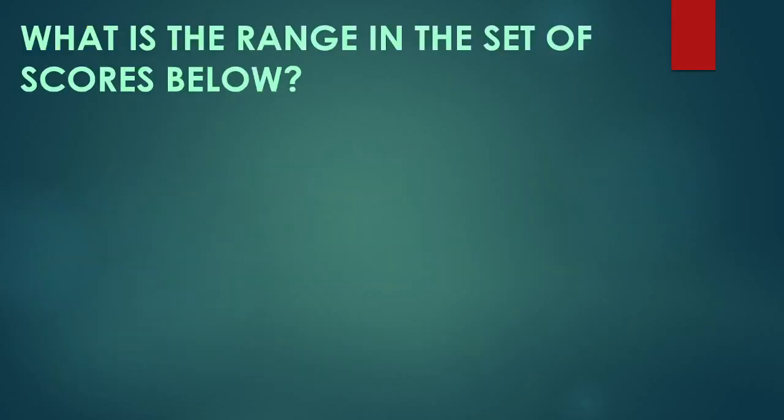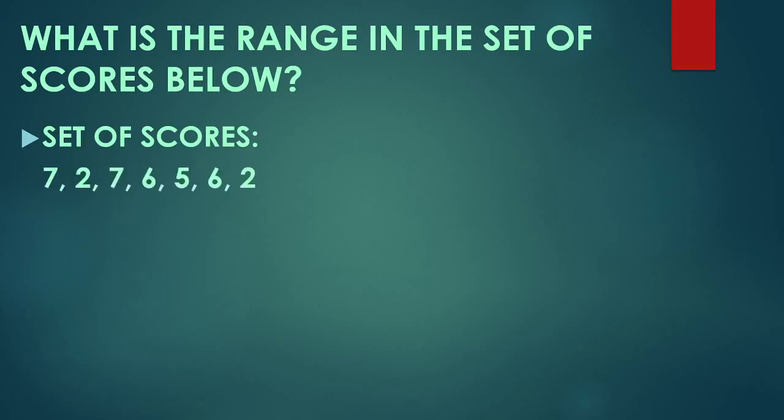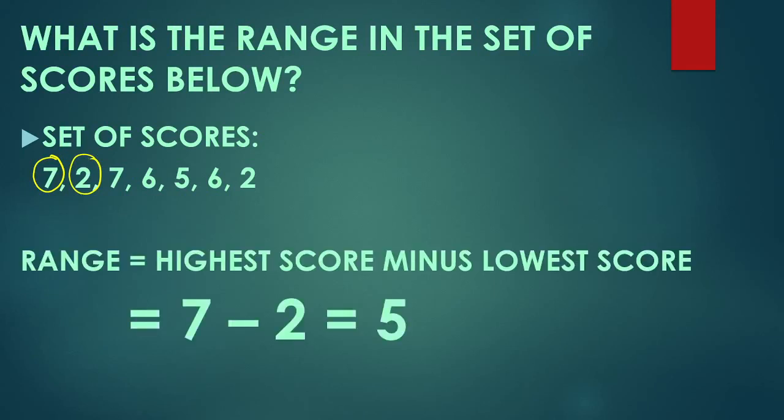Now, let's begin with our first example. What is the range in the set of scores below? The set of scores are 7, 2, 7, 5, 6, 5, 6, 2. What is the highest score there? 7. What is the lowest score? 2. Okay, that's so simple. So meaning you will be subtracting 7 and 2 to get 5. So the range for this is 5. Simple as that. That's how you compute the range.